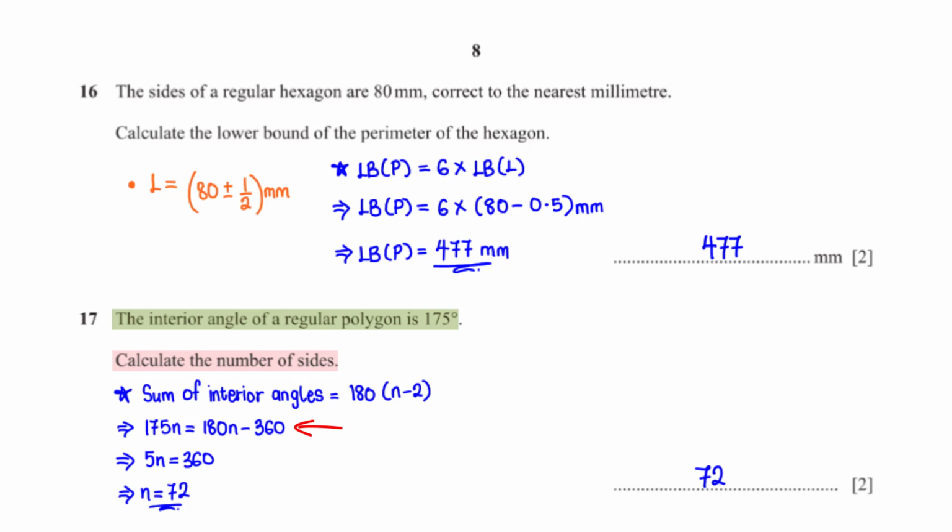We want to find the number of sides of this polygon, so we need to make n the subject of the equation. When we group like terms, we have 180n minus 175n giving us 5n, which is equal to 360. When we divide both sides of the equation by 5, we get n equals 72.